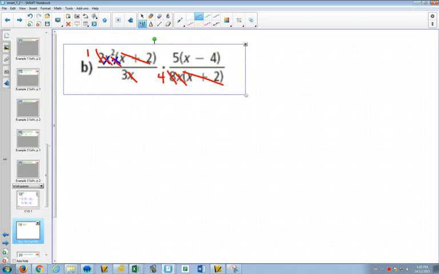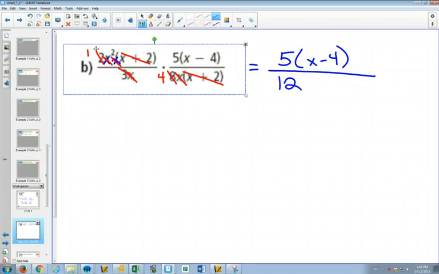Now one thing that you might find with these questions is once you start canceling everything out, when you go to write your final answer, you kind of have to take a step back and say, oh, what's left? Especially if you get overzealous in canceling something out, like you make your line way too big and it goes through the 3 and it shouldn't have. So what am I left with? What am I left with on the top? I'm left with a 5 and an x minus 4. What am I left with on the bottom? A 3 and a 4. 3 times 4 will be 12, and that's it.